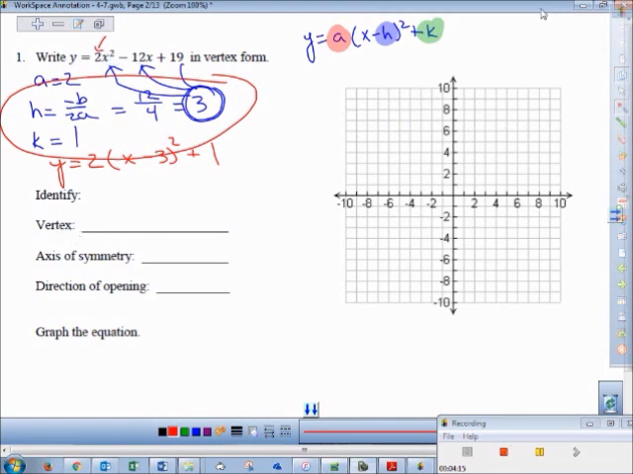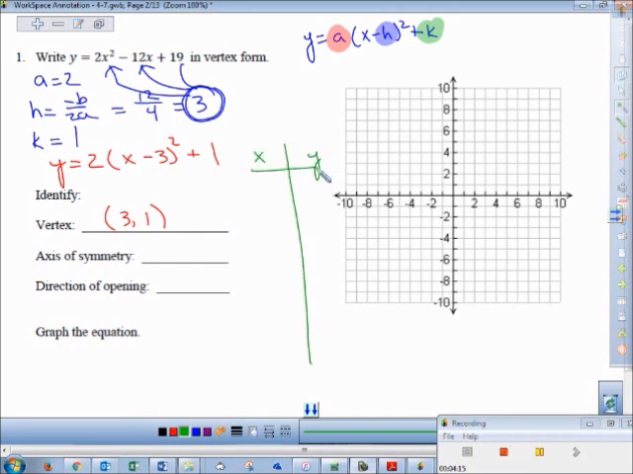What's the vertex then? What is the vertex? 3, 1. Let's graph it first and then talk about the axis of symmetry. So I don't want to use my graphing calculator. I might not let you use it on your graphing calculator on these. Let's make a table of values. That's what vertex form is all about. The table of values, the vertex form is easy to graph because you know the vertex already.